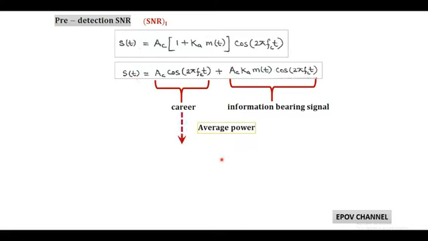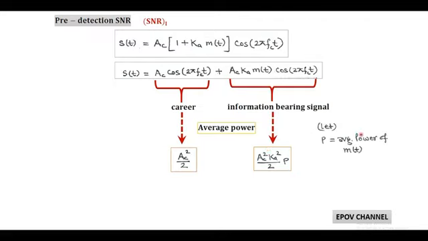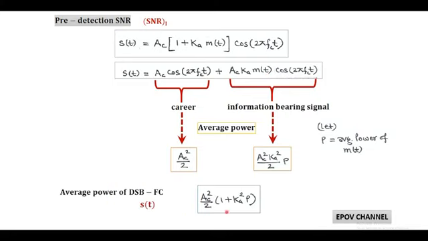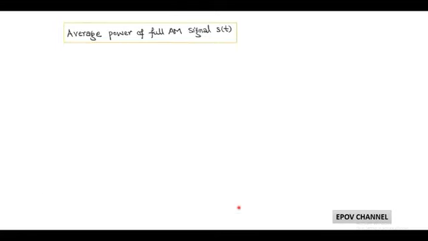In pre-detection SNR, we have to determine average signal power. And here average power of the first term is Ac²/2, and that of second term average power is Ac² Ka²/2 into P. Here P is assumed as average power of message signal m(t). And after adding we get Ac²/2 [1 + Ka² P]. So we can say that the average power of full AM signal is given by expectation of s²(t), and it is equal to Ac²/2 (1 + Ka² P).